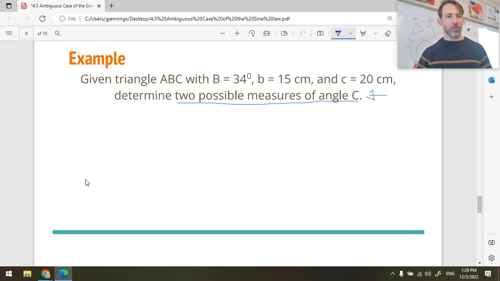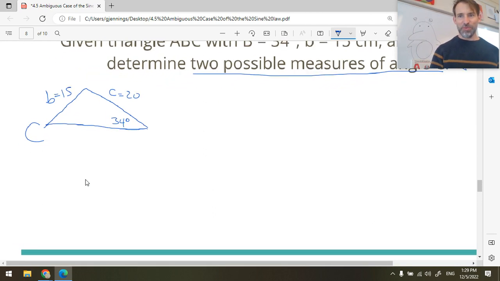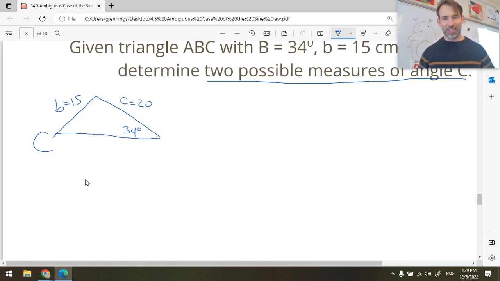So let's draw our first triangle. Here is side B. Here is side C. So that's C equals 20, B equals 15, and then we have another angle in there, 34 degrees. So that's one triangle. And we want to find angle C over here, opposite that little side C. So let's go ahead and find that angle C. I'm just going to zoom in, not because my diagram is beautiful, but because it gives me more space.